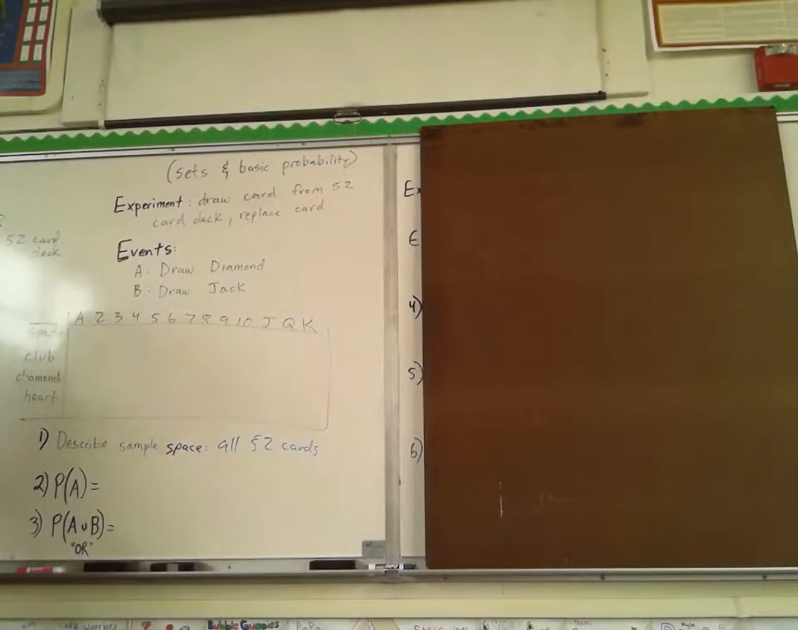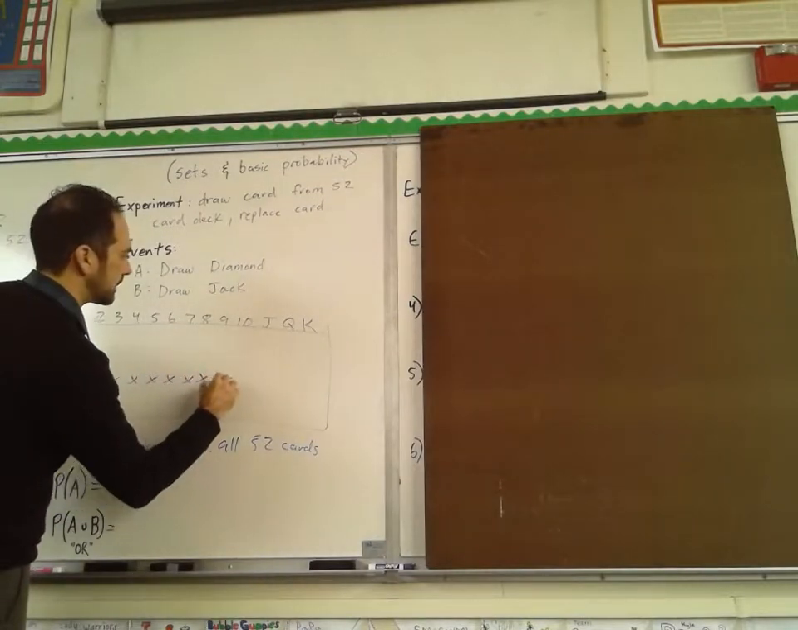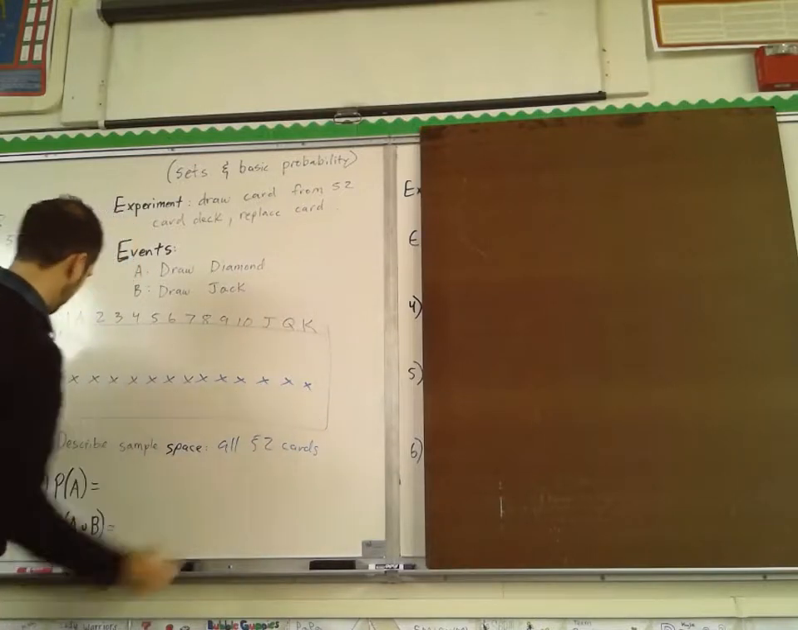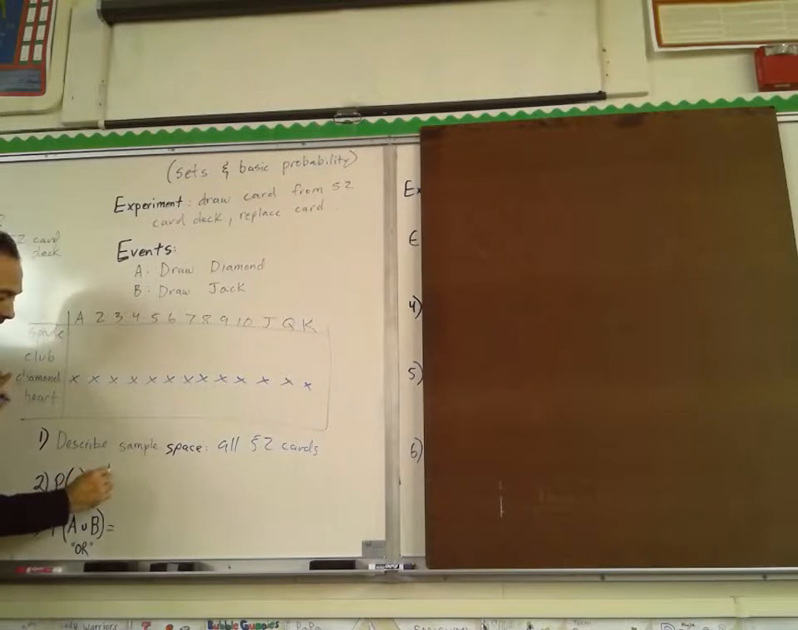The probability of A, let's look to see what A is. To draw a diamond, I'm going to go ahead and do them out. Diamond, ace, 2, 3, 4, 5, 6, 7, 8, 9, 10, jack, queen, king. That's 13. How many options? 13. 13 out of how many total in my sample space? 52, which makes it 1/4 because it's 1 out of the 4 suits.